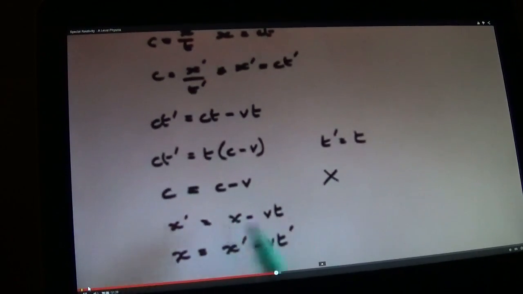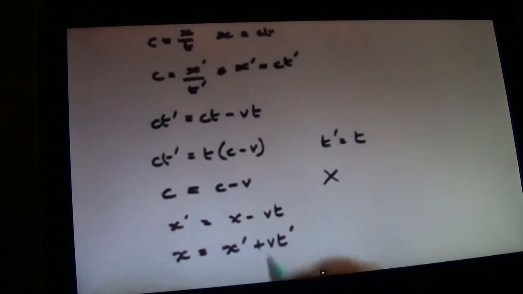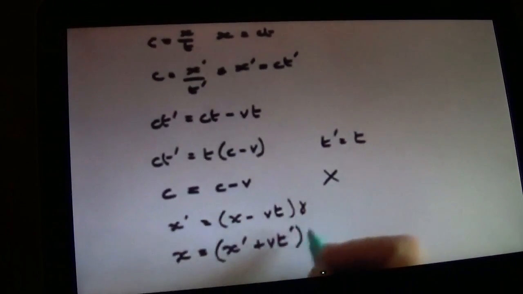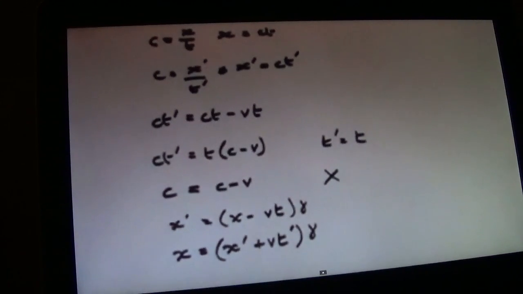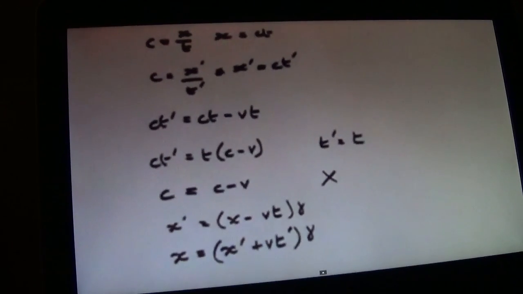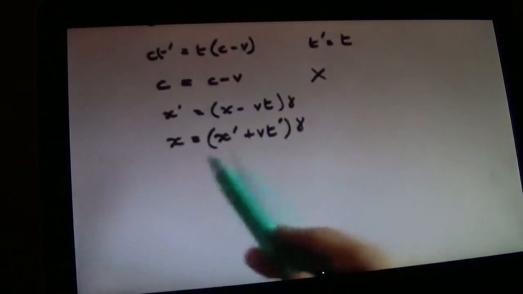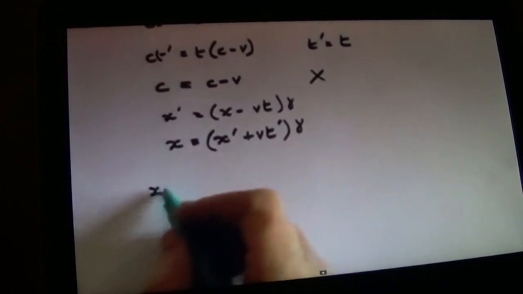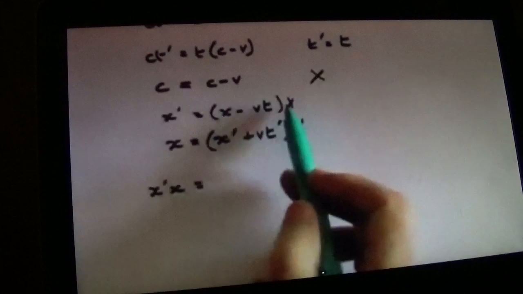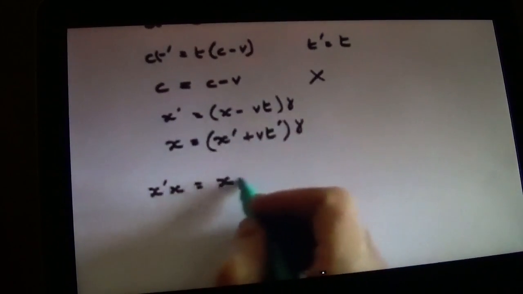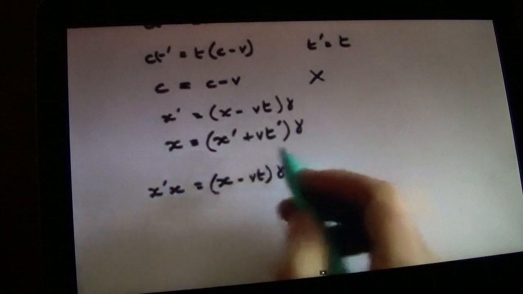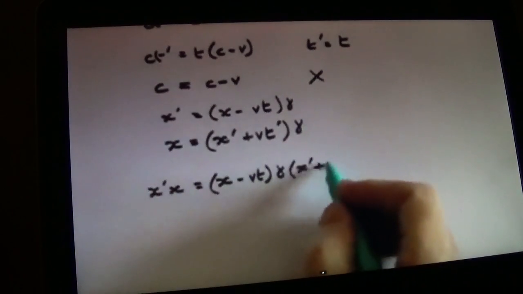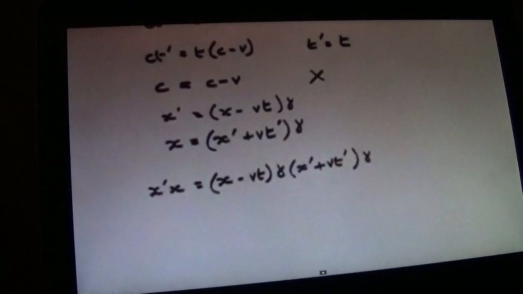So we are going to take these two terms and we're going to put an error term in them. Essentially we're going to multiply both by an error term called gamma. We're going to say somewhere we've made a mistake. So let's make that mistake equal to gamma and see if we can find out what gamma is. To work out what gamma is, we're going to multiply both sides of these equations together. So we're going to have x prime times x is equal to this term times this term, which is x minus vt times gamma times x prime plus vt prime times gamma.